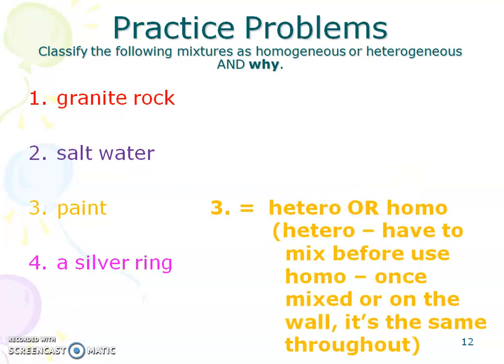Well, paint is a little bit different. It depends on your perception. If I think about paint, I think about the fact that I actually have to mix it before I use it. Or were you thinking like paint on the wall? And paint on the wall should look exactly the same from one area of the room to the other area of the room. So it depends on how you look at it. So not everything, unfortunately, is pure black and white. There are going to be some gray areas. But that's why I asked you for the why. If you can tell me the why you thought it was heterogeneous or the why you thought it was homogeneous, then as long as your explanation or your reasoning matches up, you'll be fine.